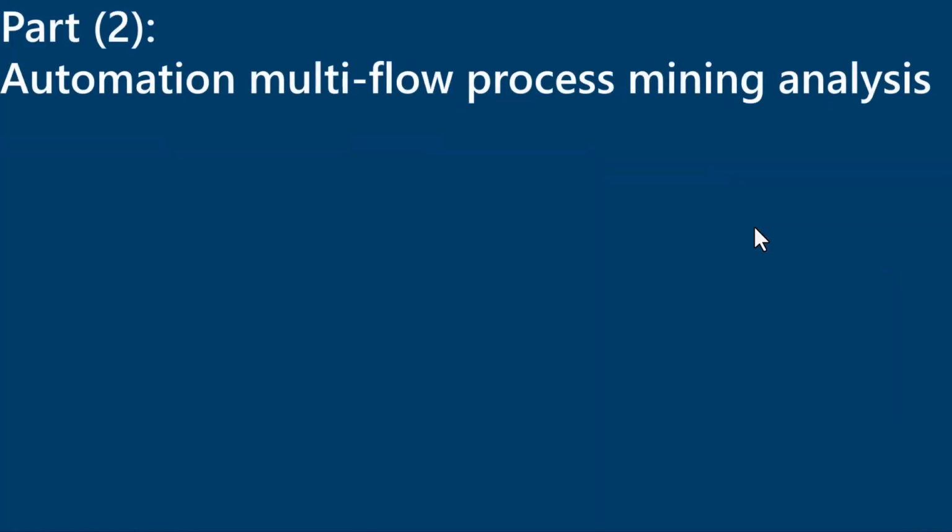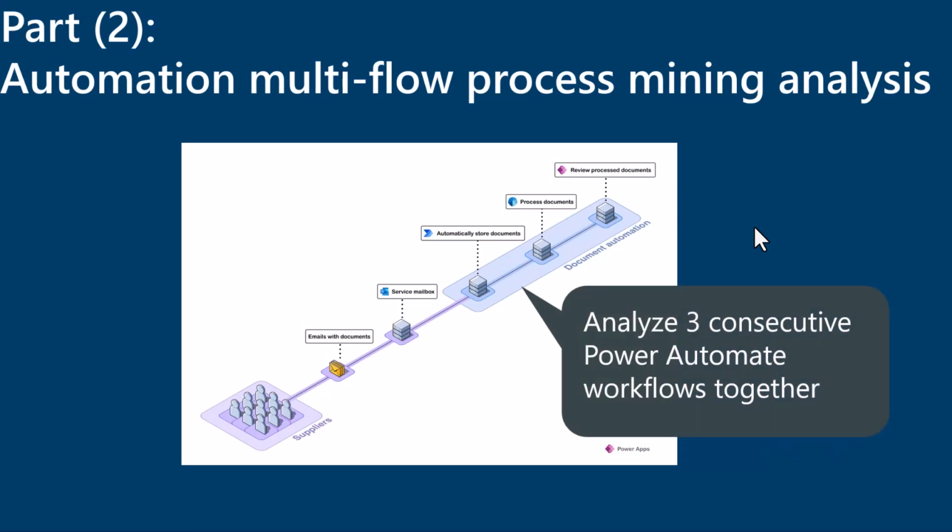The second part was about, hey, what if we have multiple flows? For that we had a look at a solution that is available in Microsoft Learn, which you can download, for invoice processing. The specific features of this solution were that invoices were recorded and that 3 different Power Automate flows were involved. Then the question was, how can we analyze all of these 3 different Power Automate flows together in one single process mining analysis? And that's what we checked out in the second part. So if you missed it, just have a look.